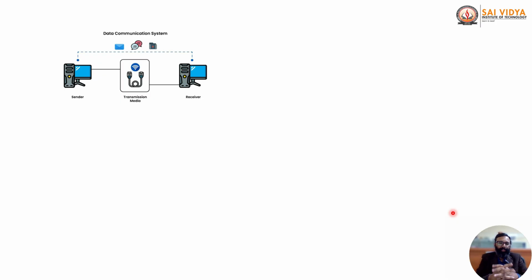So what is actually communication? Communication is nothing but exchange of information between source and destination. There must be some medium between the source and destination. In computer communication, what type of messages are exchanged is important here. You can see here in the data communication system diagram, we can exchange text, video, audio, or any other type of file that is supported.